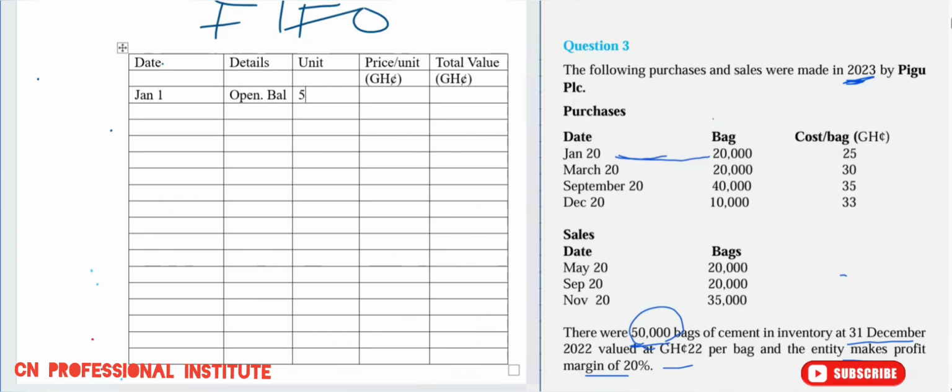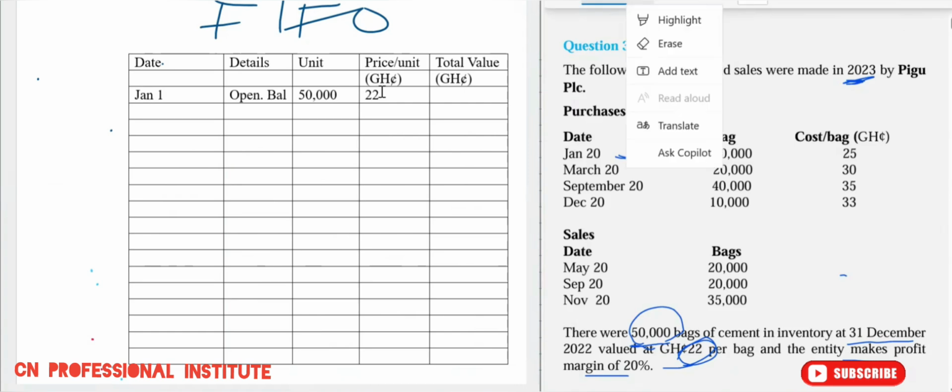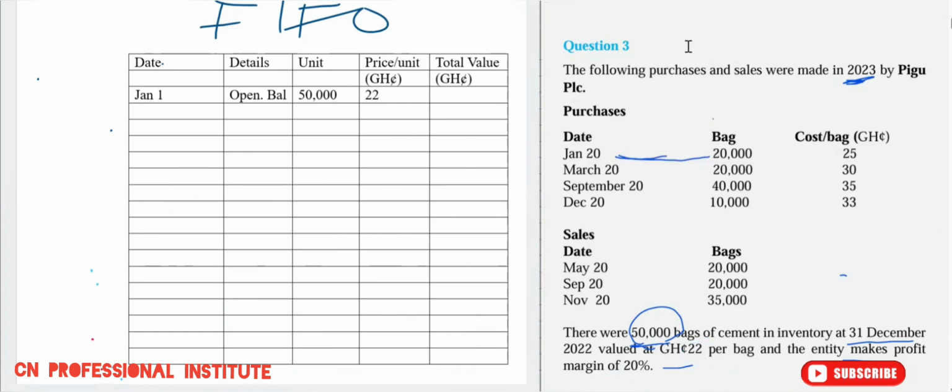We have 50,000. Price per unit is 22, right? If you come here, we have 22 there. So that's the opening balance: 50,000 at 22. And that will give us a total value of 1,100,000.